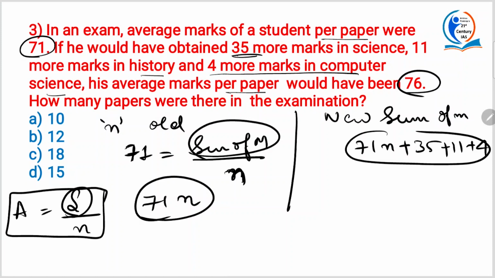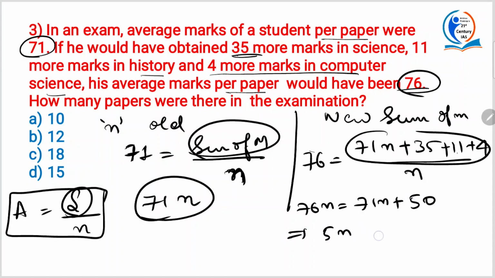Now what is the average? Average, it is given as 76. Okay, so 76 is equal to this new sum by n. So 76n is equal to 71n plus 35 plus 11 plus 4. So 11 plus 4 is 15. 15 plus 35 is 50. Now this is 5n is equal to 50. N is how much? 10. So there are 10 papers in the examination.